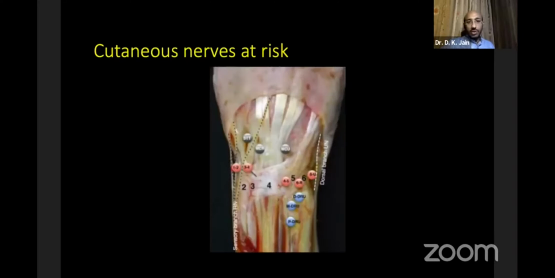And these are the common cutaneous nerves which are addressed, which will be discussed probably in the next talk. Most commonly it is the radial cutaneous nerve, sensory branch, and the dorsal cutaneous branch of the ulnar. This is the ulnar branch, and these are the radial branches which are commonly injured, or which could be injured when you're making the portal.